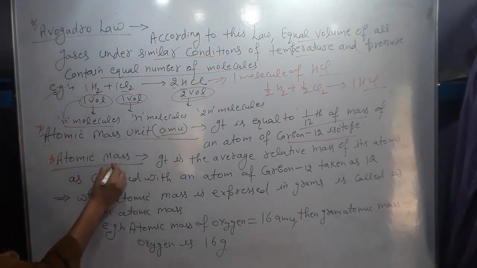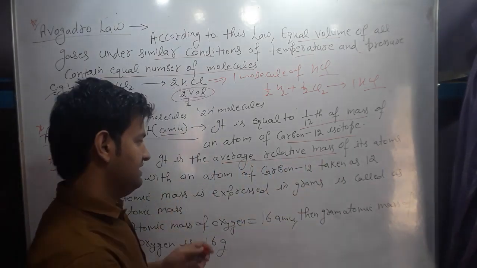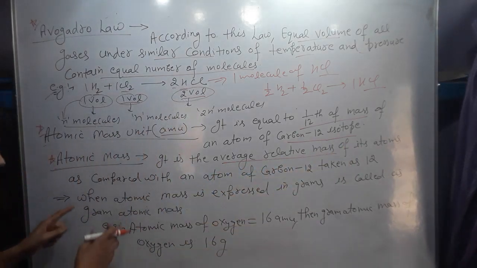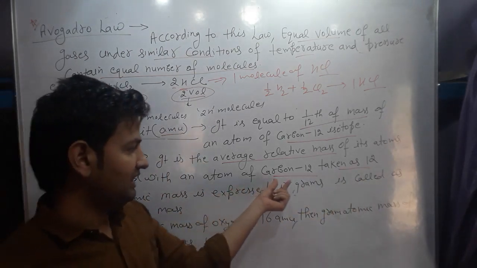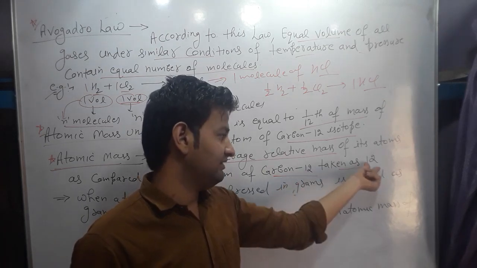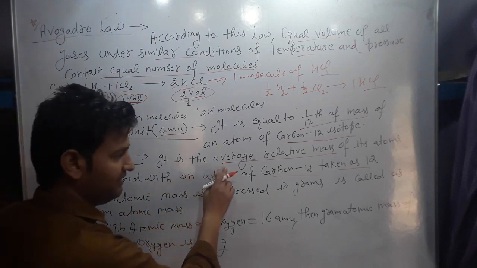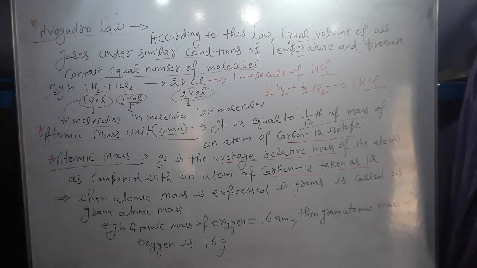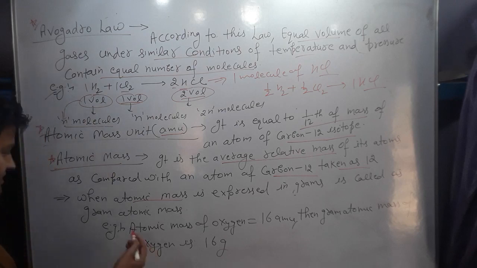Next term is atomic mass. Atomic mass is the average relative mass of its atoms. Average means the mass of all its atoms as compared with an atom of carbon 12 taken as 12. Carbon 12 is the name of the carbon isotope and 12 is its atomic mass. Means we compare the average relative mass of any element with the atom of carbon 12. When atomic mass is expressed in gram, then this term is known as the gram atomic mass.